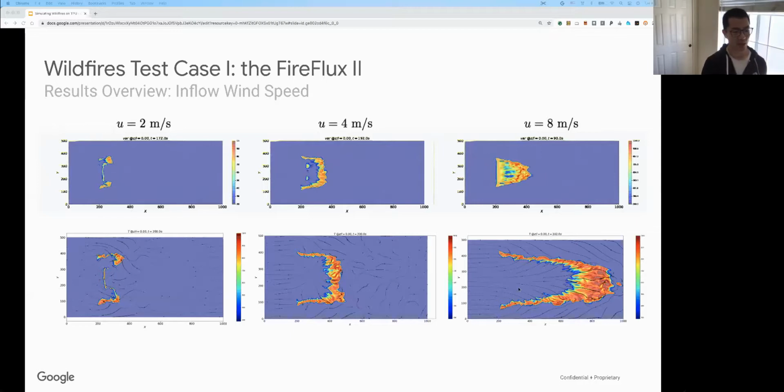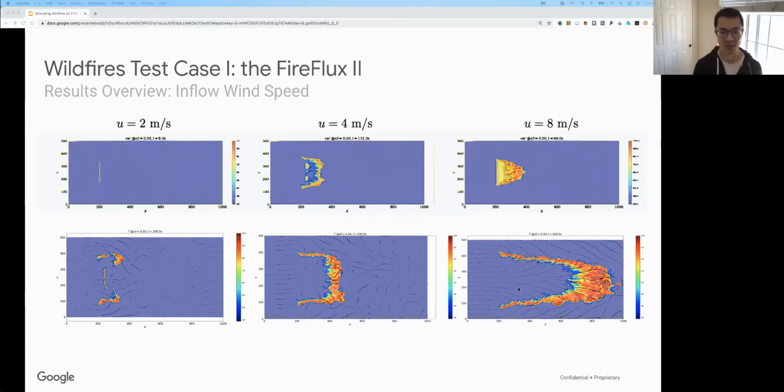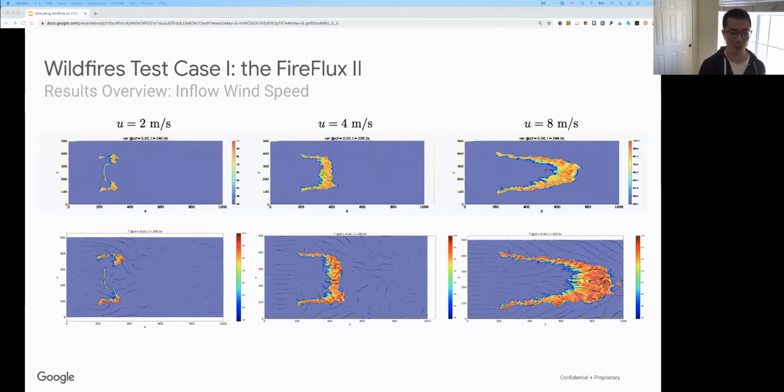While in contrast, in the 8 meter per second case, when the inflow velocity is high, there's sufficient air entrainment given to this wildfire to sustain it from burning. And we can see that most of the streamlines are aligned with the fire propagation direction and penetrating through the fire front.